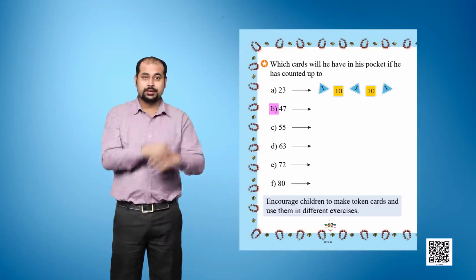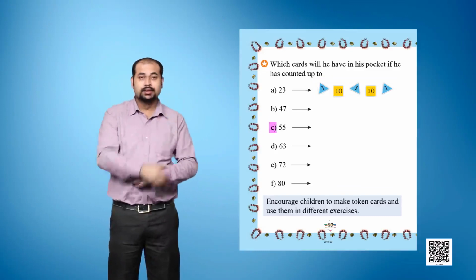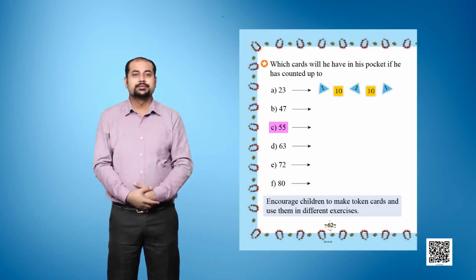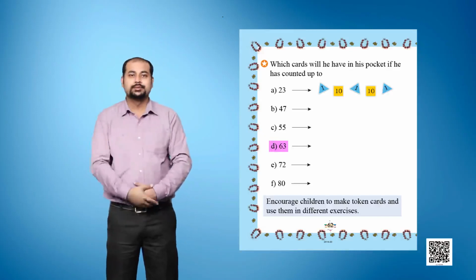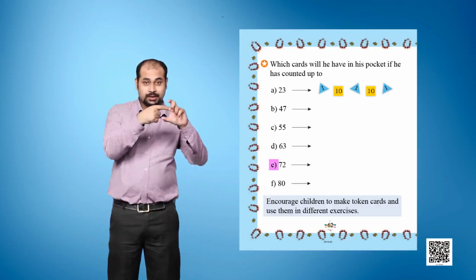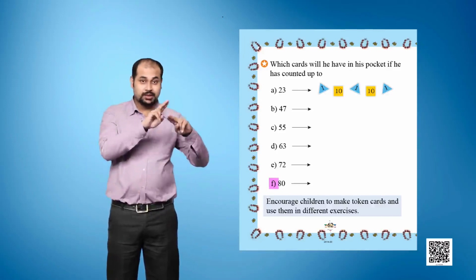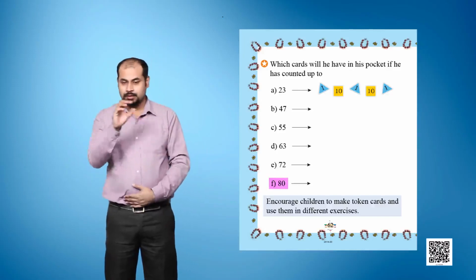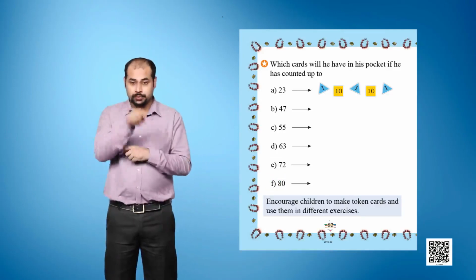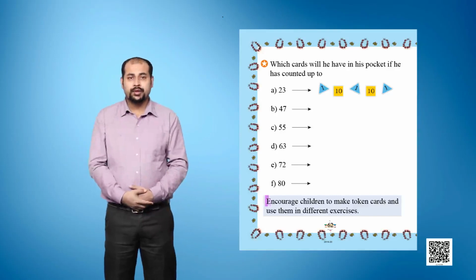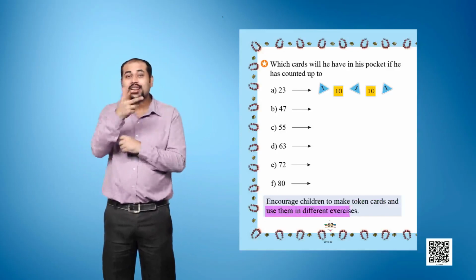Part B. 47. Part C. 55. Part D. 63. Part E. 72. Part F. 80. Footnote. Encourage children to make token cards and use them in different exercises.